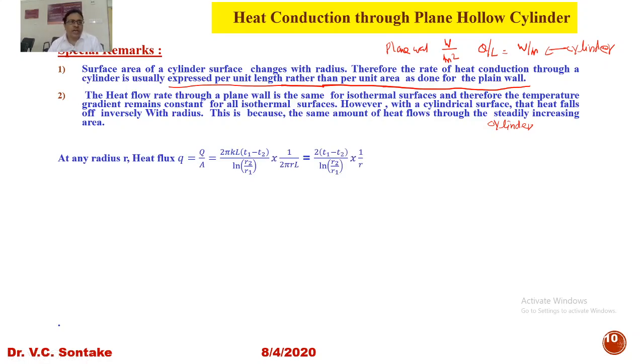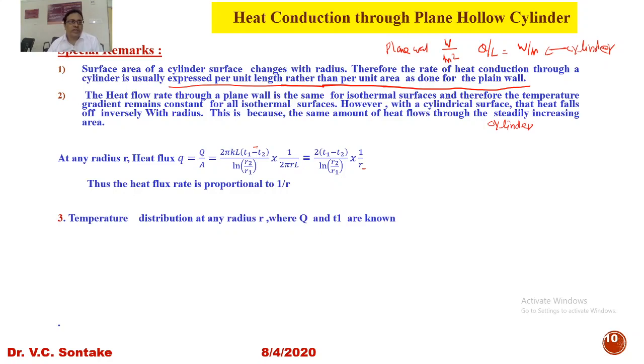So at any radius r, heat flux can be given as Q over A. The rate of heat transfer for a cylindrical surface is 2 pi K L into T1 minus T2 over log of R2 by R1, divided by the surface area 2 pi R L. So I can write heat transfer per unit area for a cylindrical surface as K into T1 minus T2 over log of R2 by R1 into 1 by R. From this discussion we can see the heat flux is proportional to 1 by R.